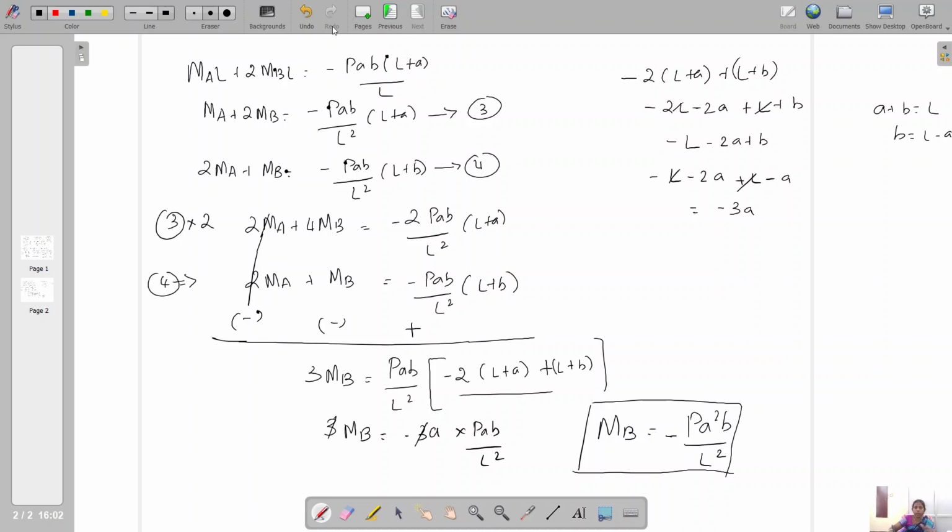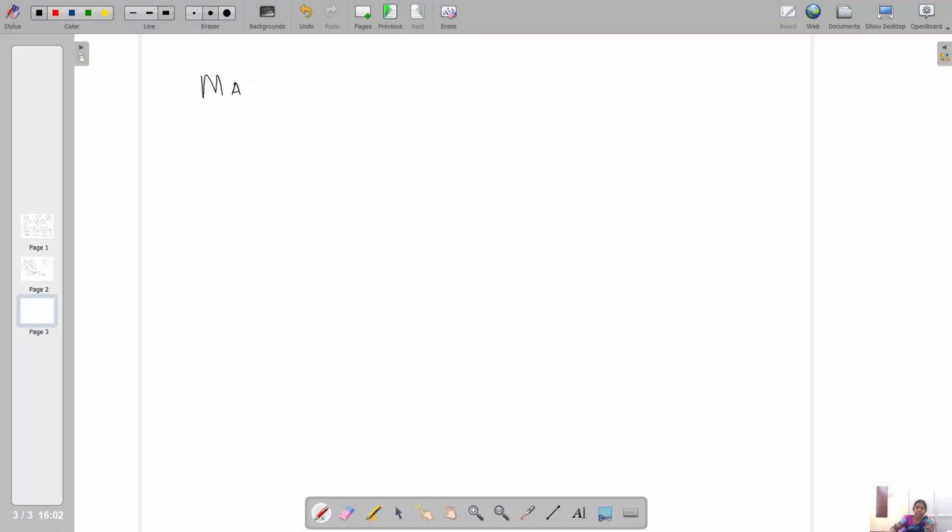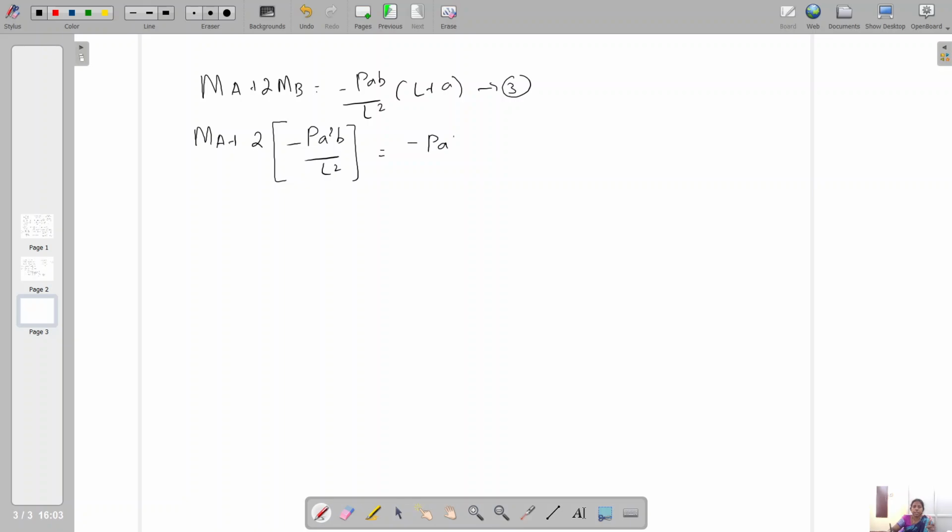Further, we are going to calculate the moment at the left support, that is MA plus 2MB equal to minus PAB by L square into L plus A. This is equation number 3, which we have already calculated. Now we are going to substitute the MB value. What is the MB value? Minus PA square B by L square, in minus PAB by L square into L plus A.